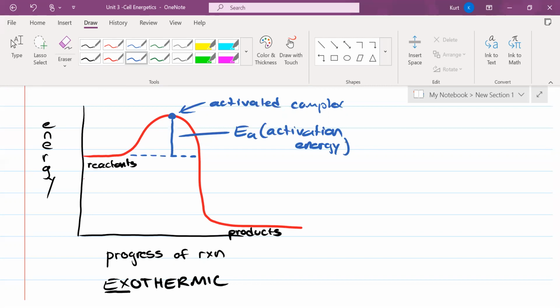So hear me too. The energy that you need to actually achieve a reaction is called the activation energy. And then the difference in energy from the reactants to the products is called your change in enthalpy.